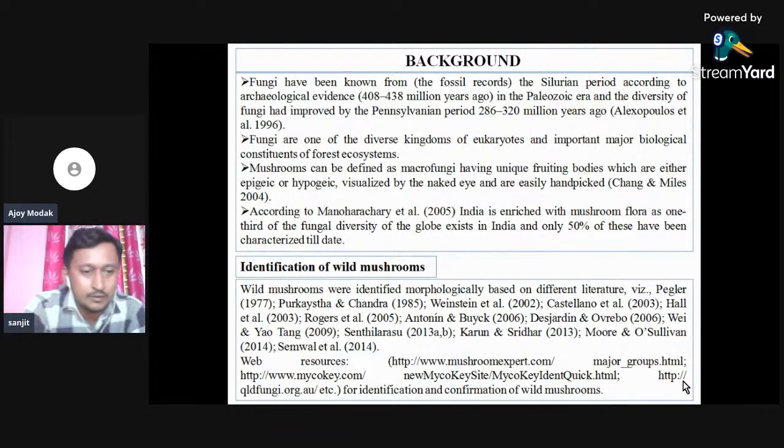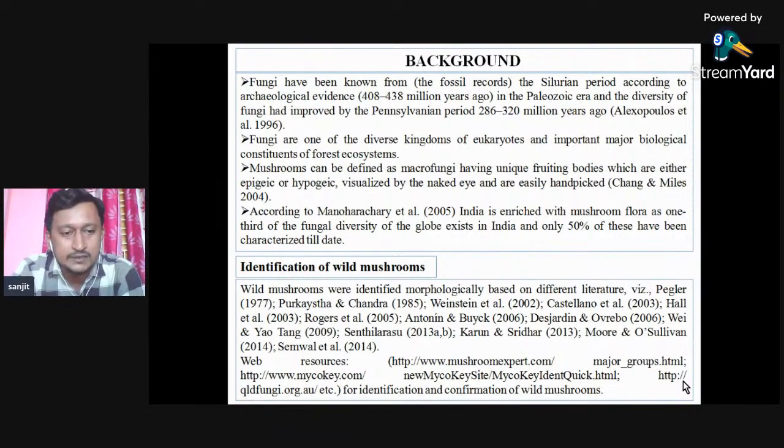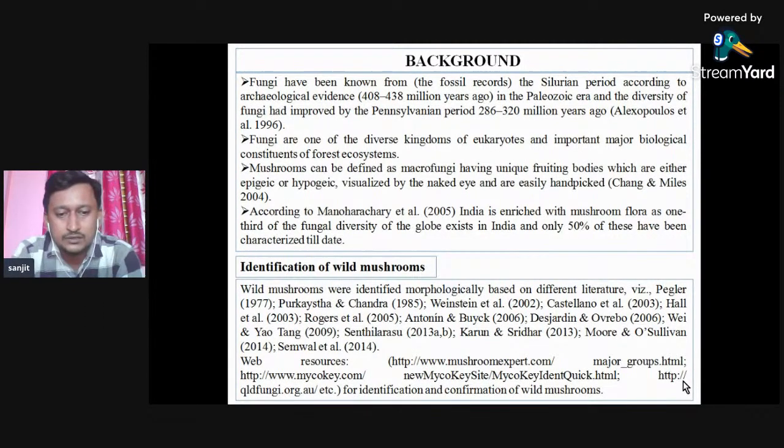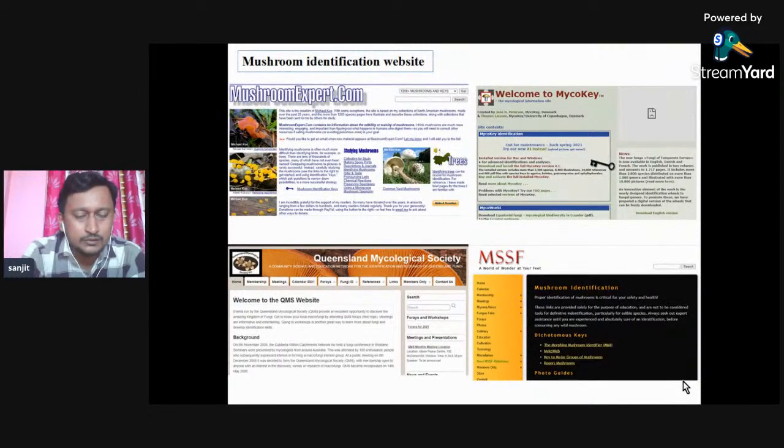Now, the main purpose of this presentation is the identification of wild mushrooms. Identification of wild mushrooms was done through different literature surveys, that is, monographs like Pegler, Purkayastha, Chandra, and some web resources for identification and confirmation of wild mushrooms are also available, like Mushroom Expert, MycoKey, etc. In this slide, I have shown different websites from which we can identify the mushroom by morphological characterization, like Mushroom Expert, MycoKey, QMS, MSSF, etc.